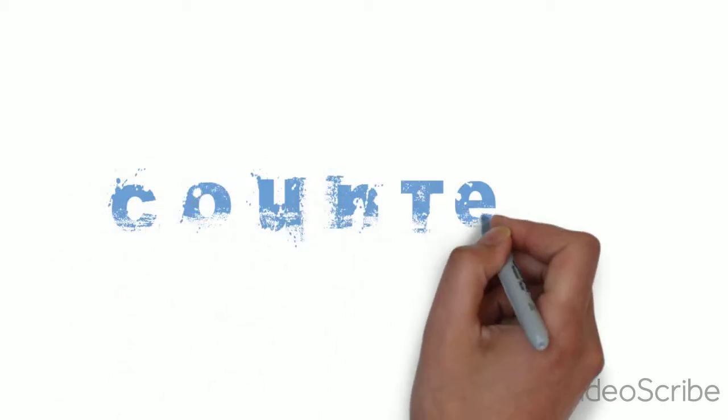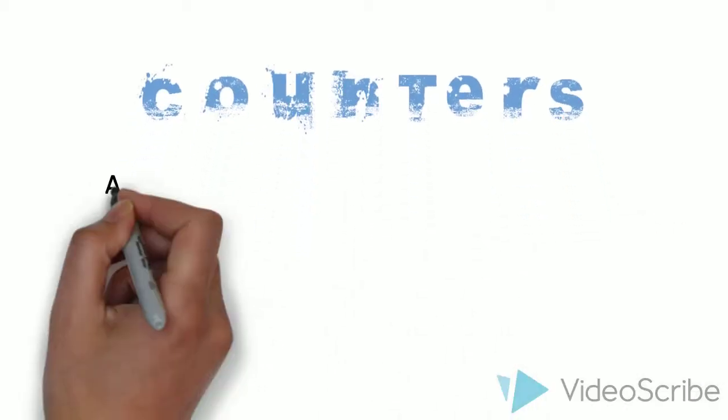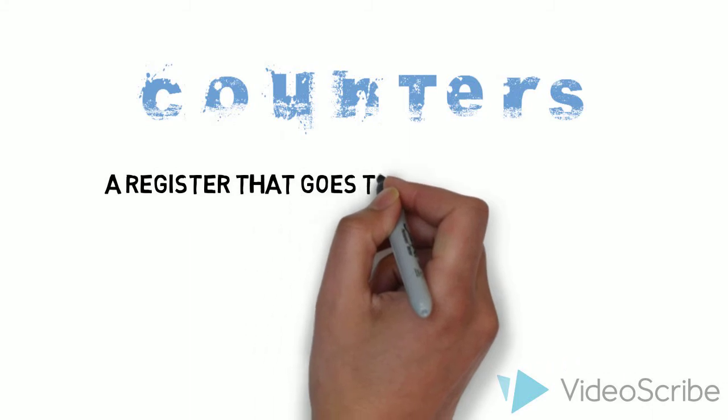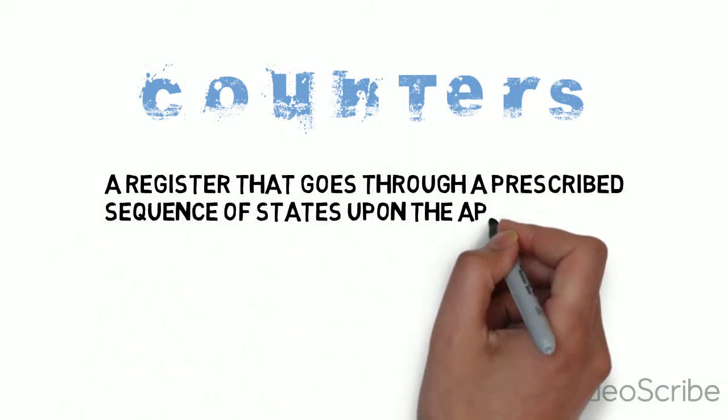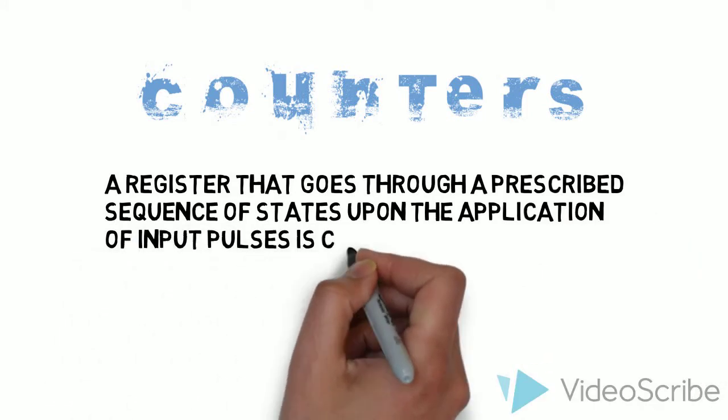Now we'll talk about counters. A register that goes through a prescribed sequence of states upon the application of input pulses is called a counter. Digital counters are electronic devices that perform a variety of counting functions.